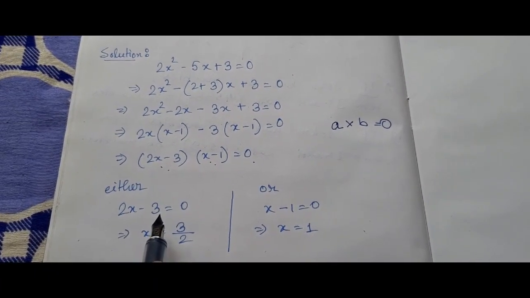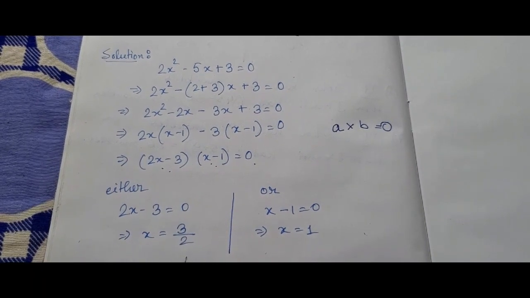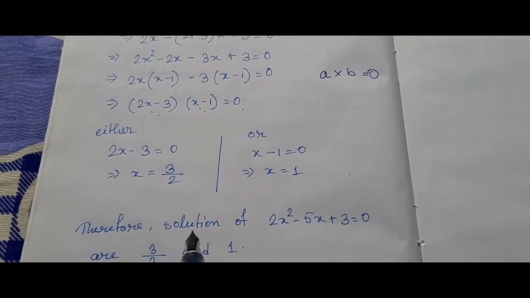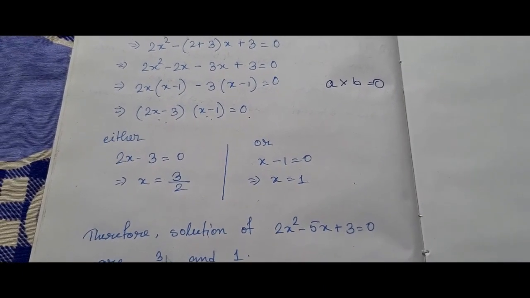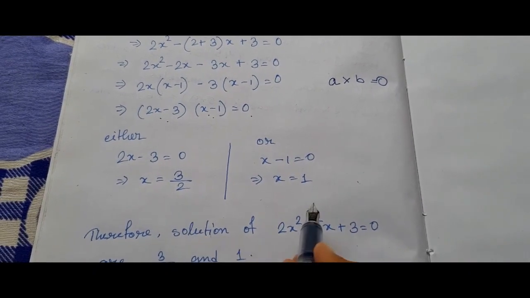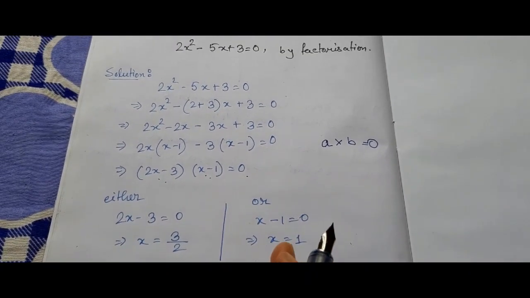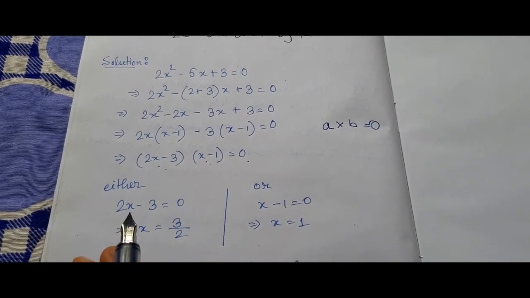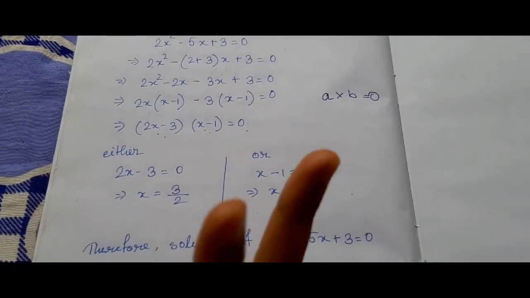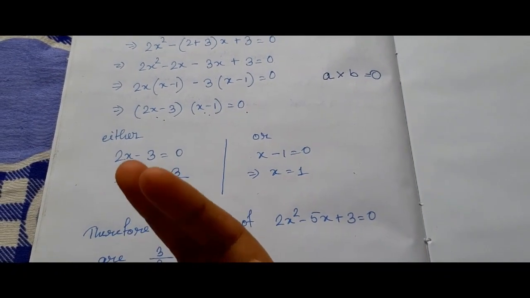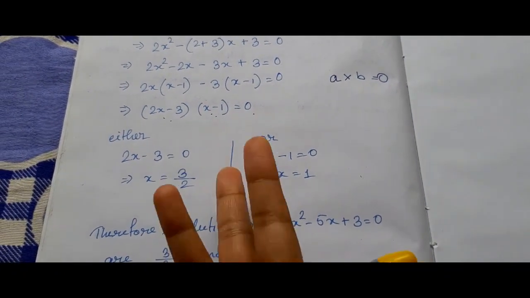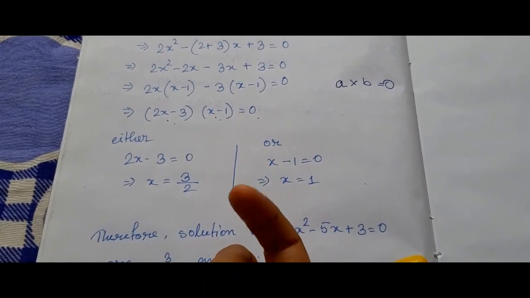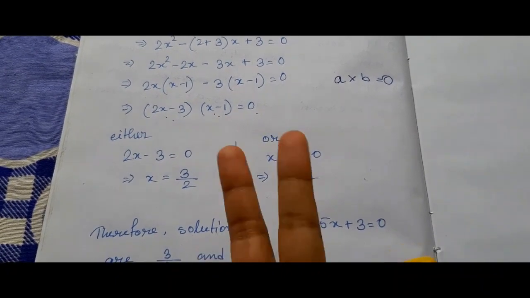If 2x − 3 = 0, then x becomes 3/2. If x − 1 = 0, then x becomes 1. Therefore the solutions of this equation are 3/2 and 1. Always remember that since it is a quadratic equation, the degree of the polynomial on the left-hand side is 2, which means there will be 2 roots. If it is a cubic equation, it will have 3 roots. If it is a linear equation, it will have 1 root. If it is a quadratic equation, it will have 2 roots.